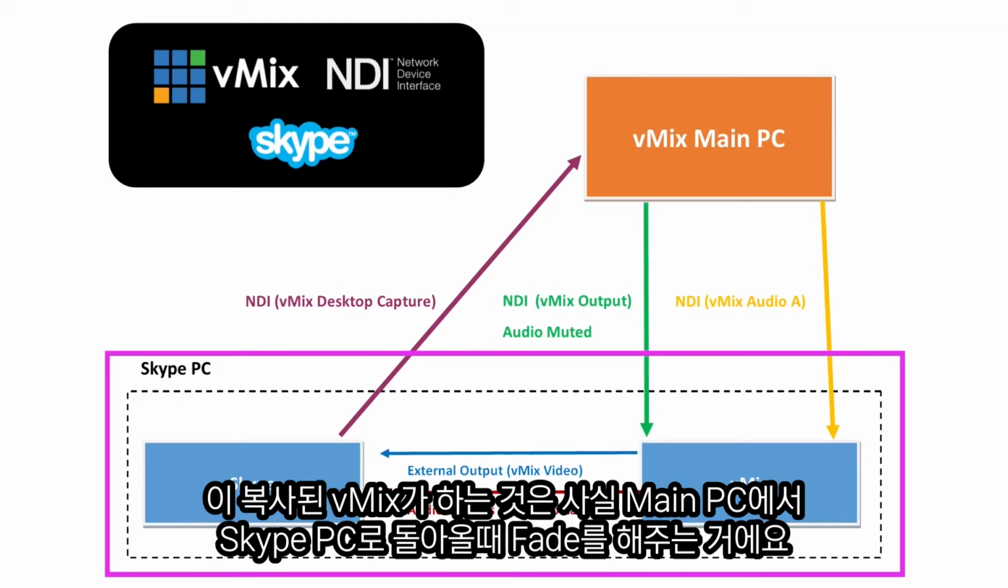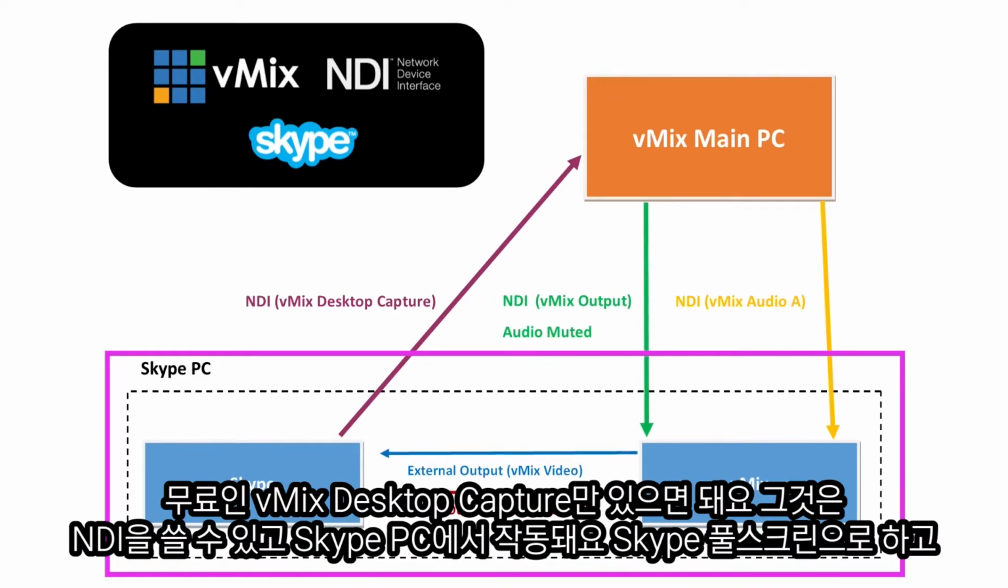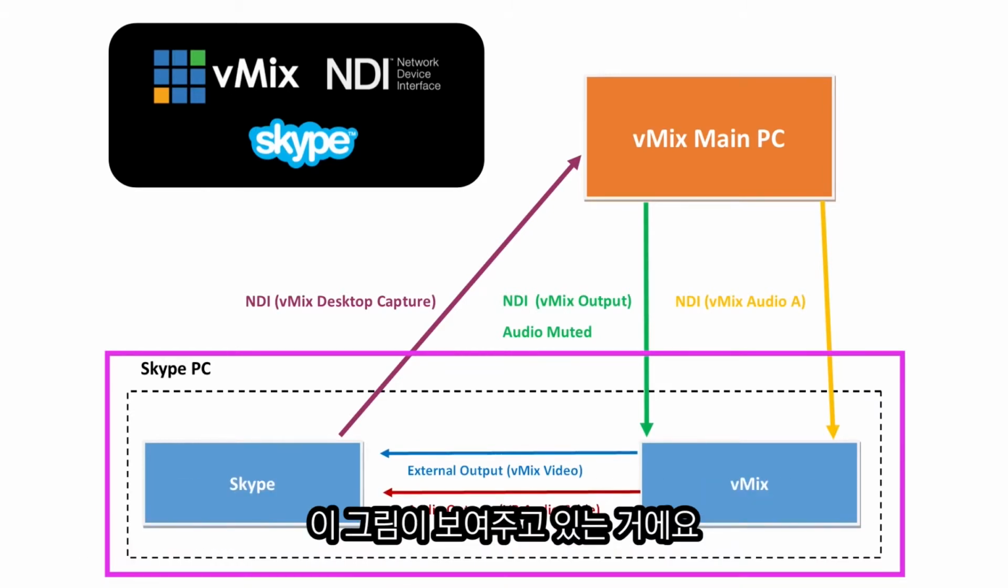And effectively, what that copy of vMix does is it allows you to bridge the return feed from the main PC into Skype. Because you don't need vMix installed on the Skype PC just to bring in the Skype video and audio. To capture the video and audio of the Skype caller, all you need is vMix Desktop Capture. It's a free piece of software. It works with NDI. You simply run that on the Skype PC, you set up Skype full screen, and then you select whatever display that is on the vMix main PC when adding an NDI source.